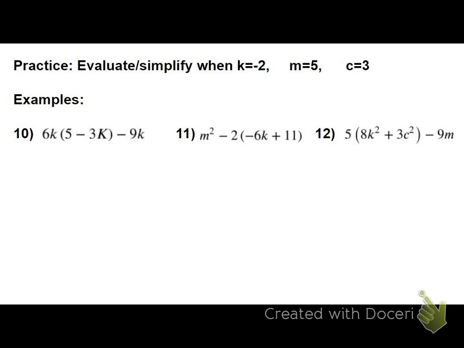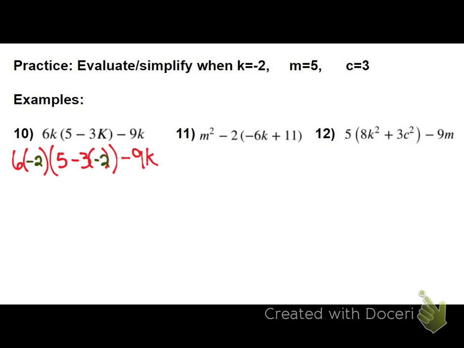Anytime I see a variable that I'm going to substitute, I'm going to put parentheses around it. So I'm going to start with 6 times something, 5 minus 3 times something, minus 9k. And then I'm going to look back through and I'm going to substitute. What variable am I substituting for in this entire expression? -2. I'm substituting a -2 in place of the k. So I'm going to go ahead and put in that -2.